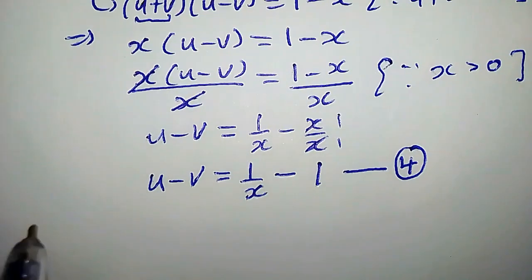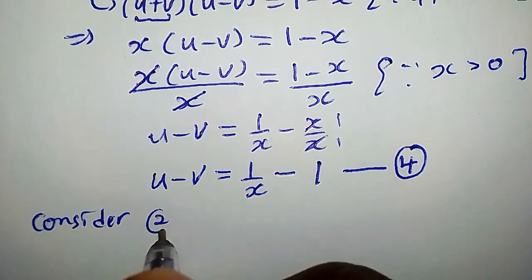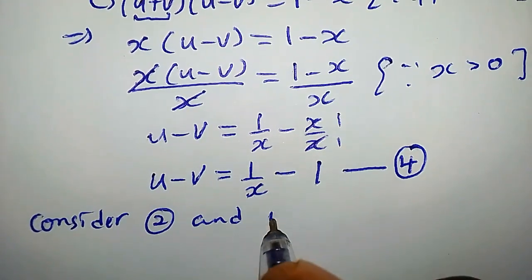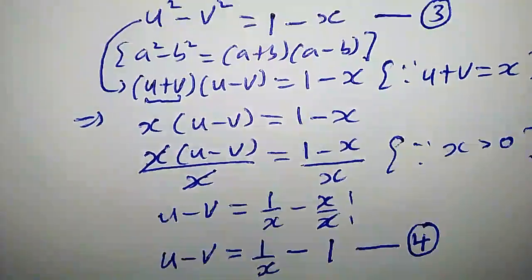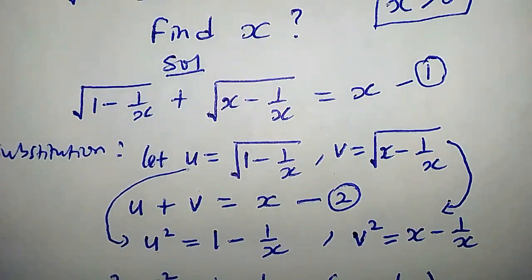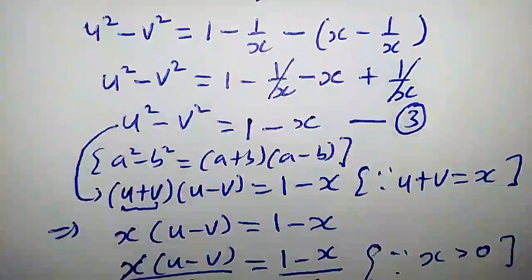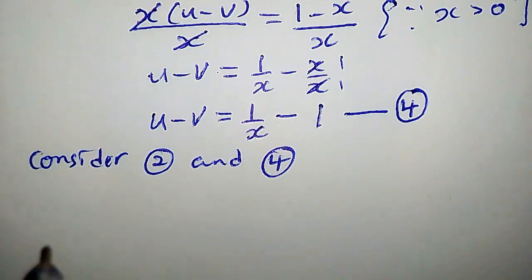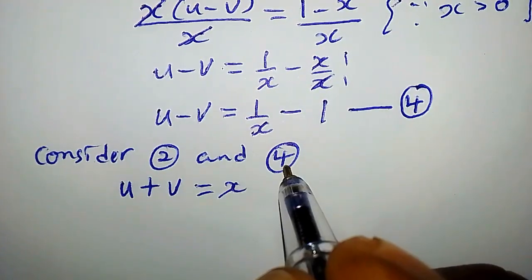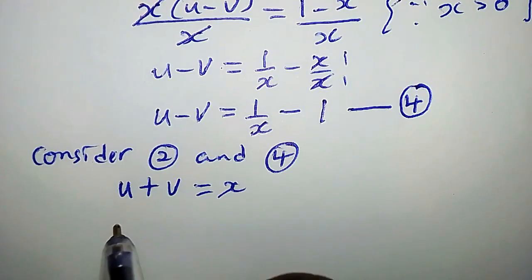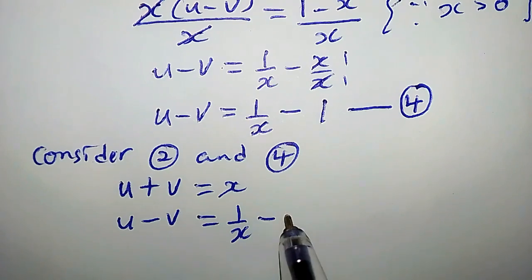Now, let's consider equation 2 and equation 4. What do we have in equation 2? Let me show you. Equation 2 is u plus v equals x, and equation 4 is this: u minus v equal to 1 over x minus 1.